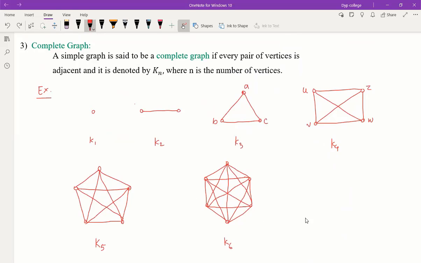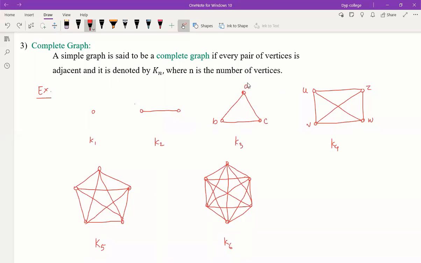K1, K2, K3, K4, K5, K6. So like that you can draw K7, K8, K9 and so on. Okay. So here we have taken some examples. If you observe K1, there is only one vertex and the degree of this vertex is 0. So we can say it is a regular graph. K2, what is the degree of every vertex of K2? The degree of this vertex is 1 and the other vertex is also 1. So it is also called a regular graph, a one regular graph.